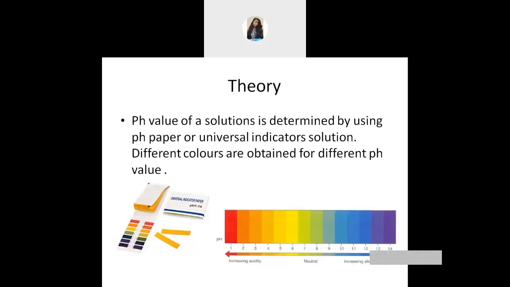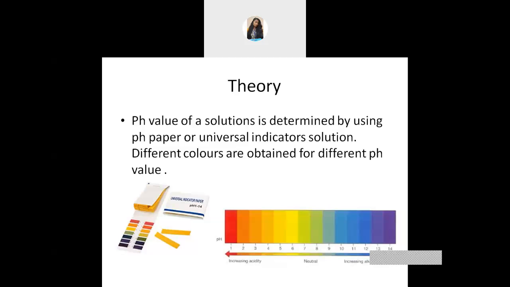The pH value stands from 0 to 14. From 0 to 7, it is called acidic. When the pH value is from 0 to 7, then the solution will be acidic. From 7 to 14, the solution will be basic in nature. Now you can ask what is 7 then. So 7 is neutral. For a neutral solution, the pH value will be 7.